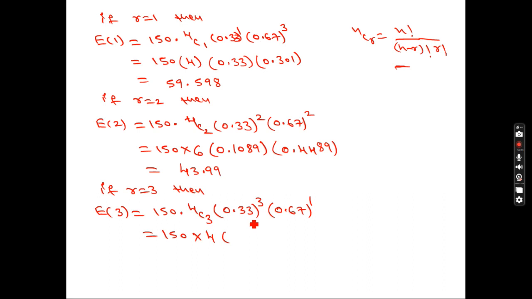And if you multiply 0.33 into 0.33 into 0.33, three times, you will get 0.0359. Any number power 1 is the same number, so you get 0.67. If you multiply all these values, you will get 14.138. Okay, so I'm going to the next slide.